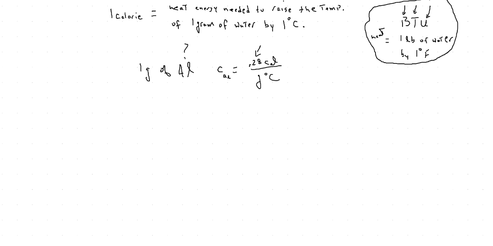So again, our equation is the heat you add in calories, Q, is equal to the mass of the object times the specific heat capacity of the object times delta T, the change in temperature. Delta T is the change in temperature, okay? And if we solve this for delta T, it's equal to Q, the heat added, divided by the mass and then the specific heat capacity.